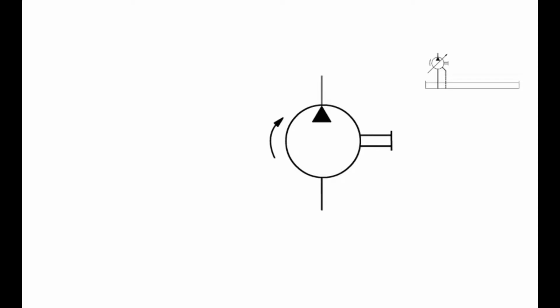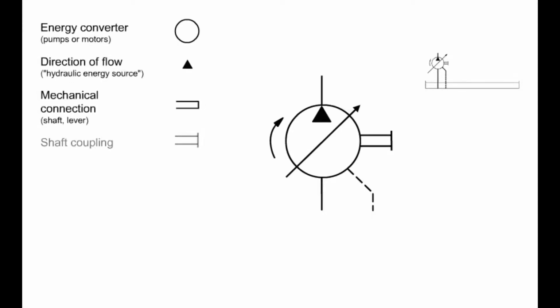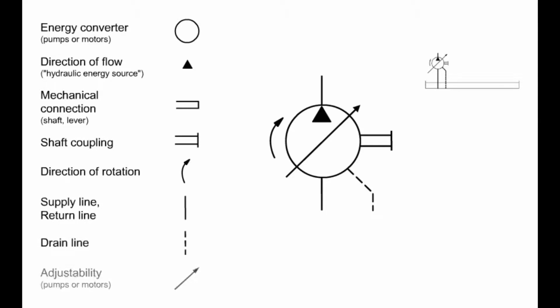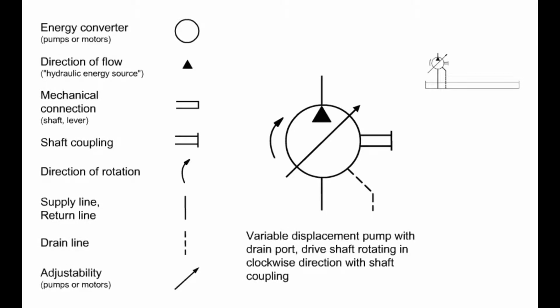The pump requires working lines at inlet and outlet. A further line is shown, which feeds the leakage oil back into the hydraulic tank. Leakage or drain lines are represented with a dashed line. The diagonal arrow shows that the device is adjustable. With a hydraulic pump, this means that the flow rate delivered by the pump is variable. Such pumps are called variable displacement pumps.